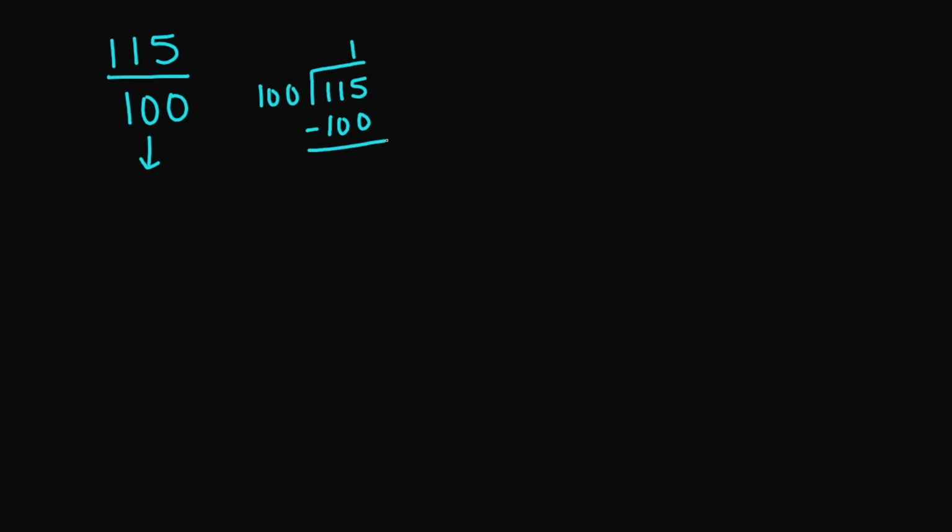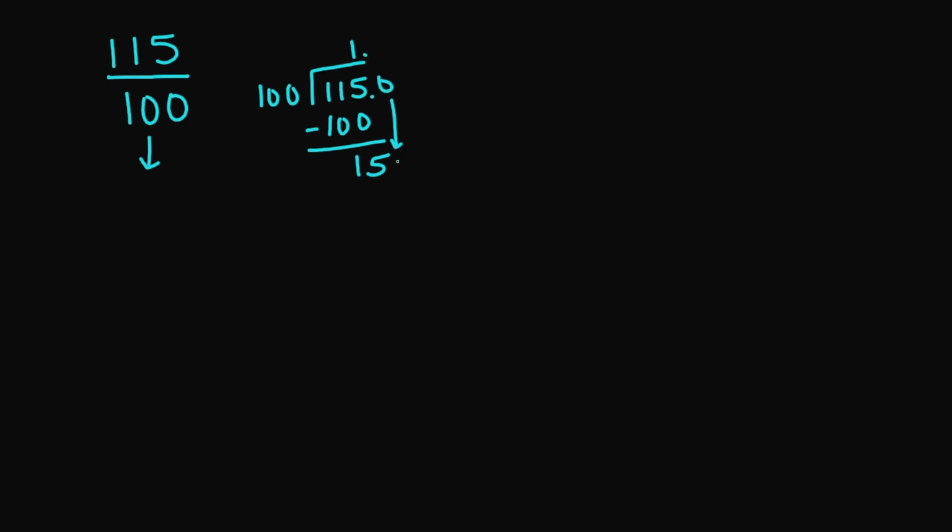So let's try the fraction 115 over 100. How do I convert this into a decimal? So we're going to do our 100 on the outside, 115 is on the inside. 100 goes into 115 one time. 100 times 1 is 100. 115 minus 100 is going to be 15. 100 does not go into 15, so I'm going to add my decimal 0.